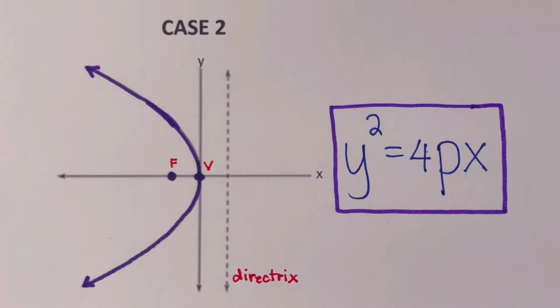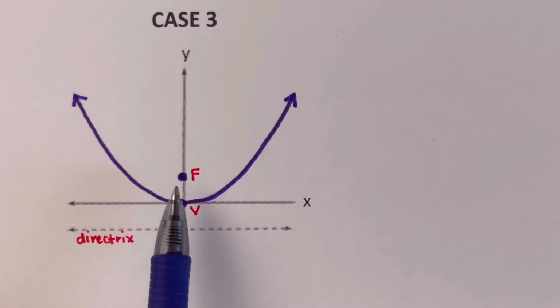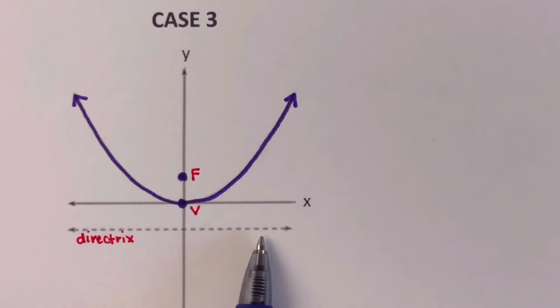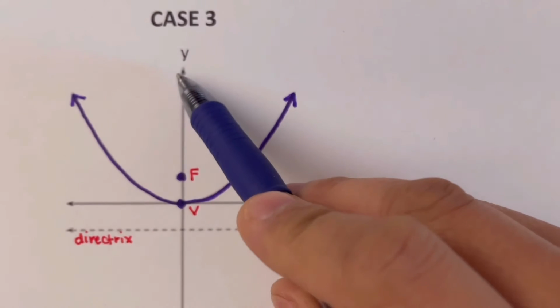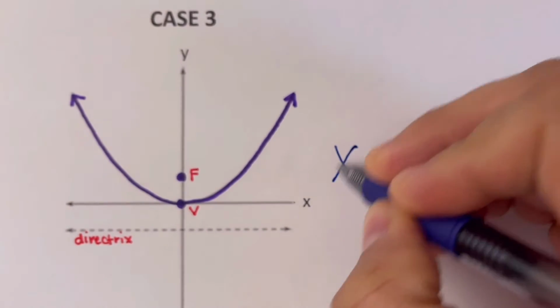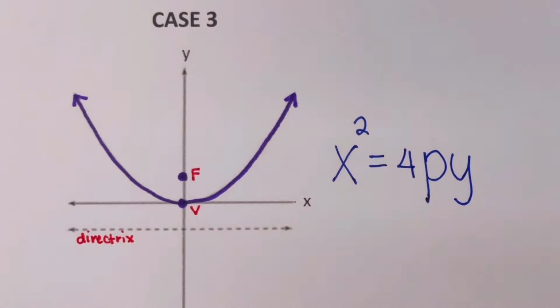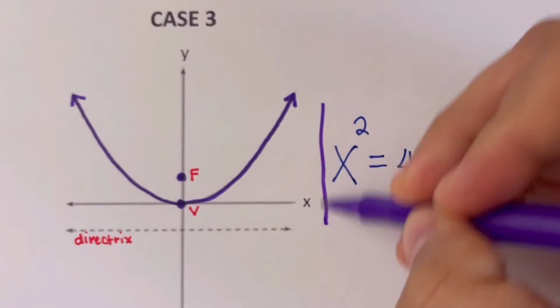Now let's move on to the third case. For the third case, the parabola opens upward since the focus is on the positive y-axis. We also have the directrix. Again, we have the vertex at the point of origin, (0, 0), and we have here the axis of symmetry. Now, the formula that would work for the third case, whenever the parabola opens upward, is x squared equals 4py. So this is the formula for the third case.